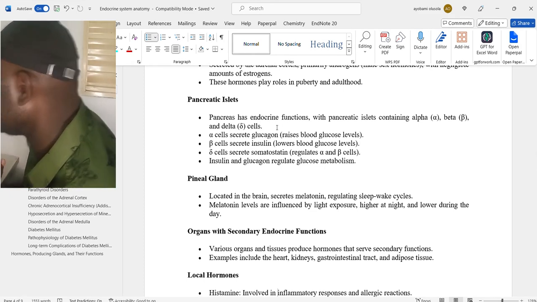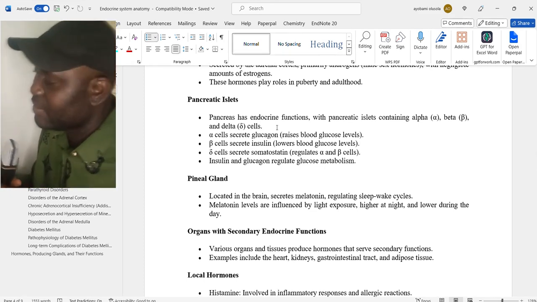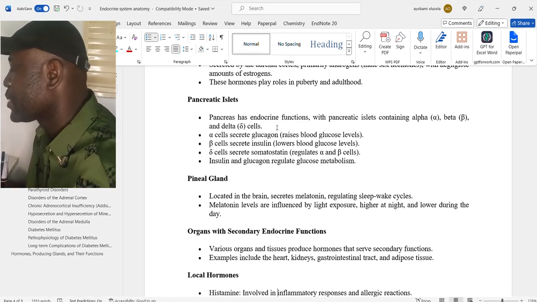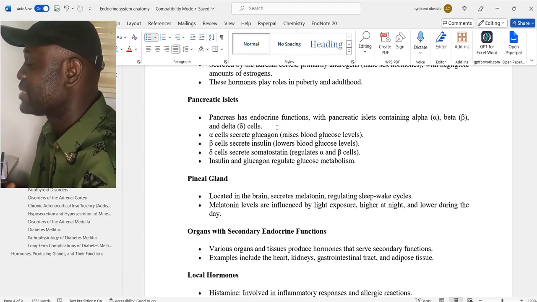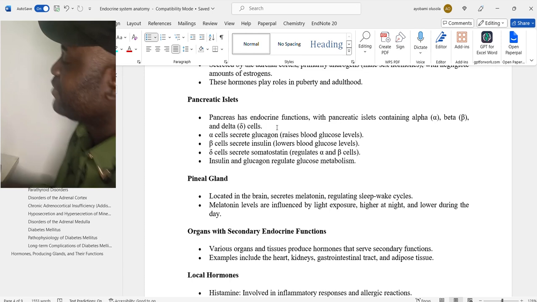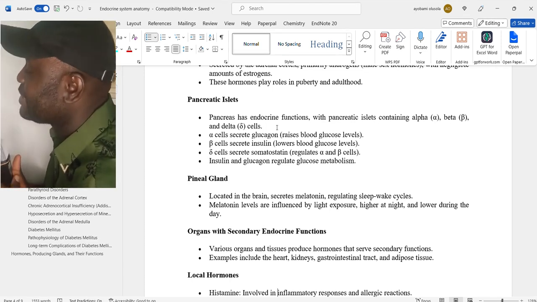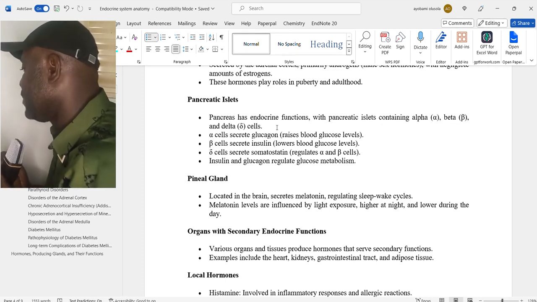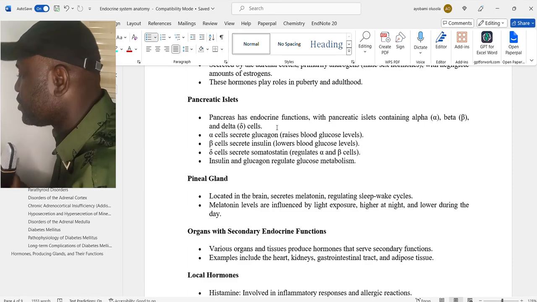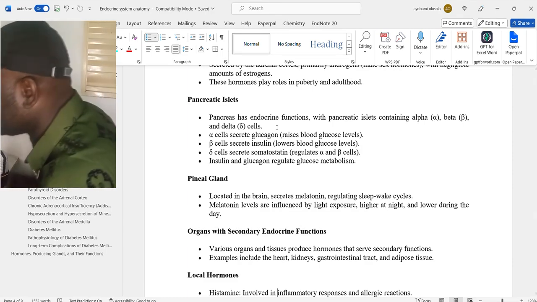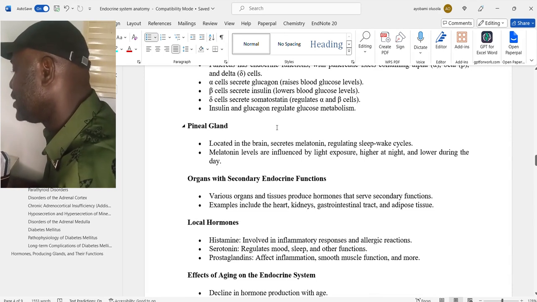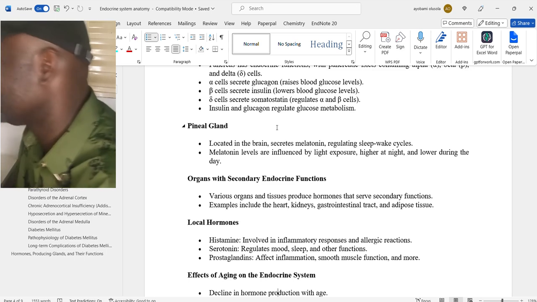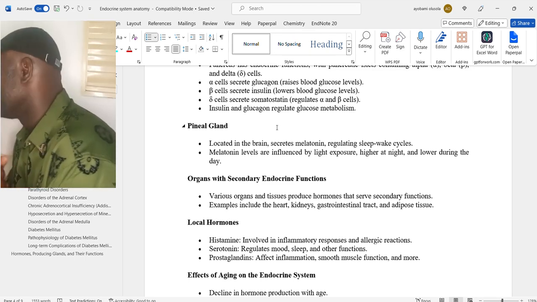The pineal gland. The pineal gland is located in the brain, and it secretes melatonin. That's the hormone that it produces, and this melatonin regulates sleep-wake cycles. Melatonin levels are influenced by light exposure. So when there is bright light, maybe during the day, melatonin levels are reduced, but at night, during the dark, melatonin levels are raised, and it makes us sleep. Like we have said, it regulates the sleep-wake cycle.